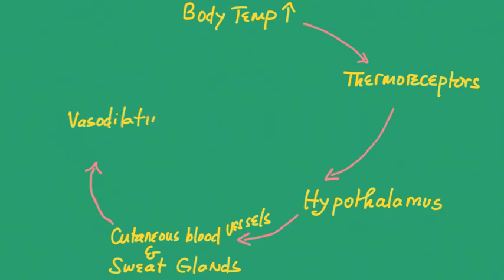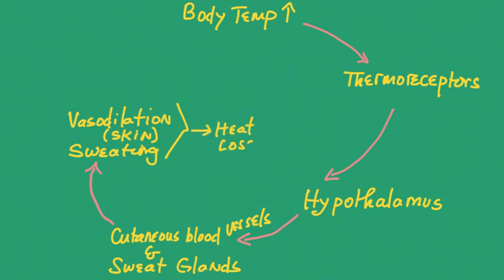When vasodilation occurs in the skin, it helps to release heat through the skin. Sweating releases even more heat through the skin via evaporative cooling. This results in the body temperature going down. That's the response of the homeostasis mechanism.